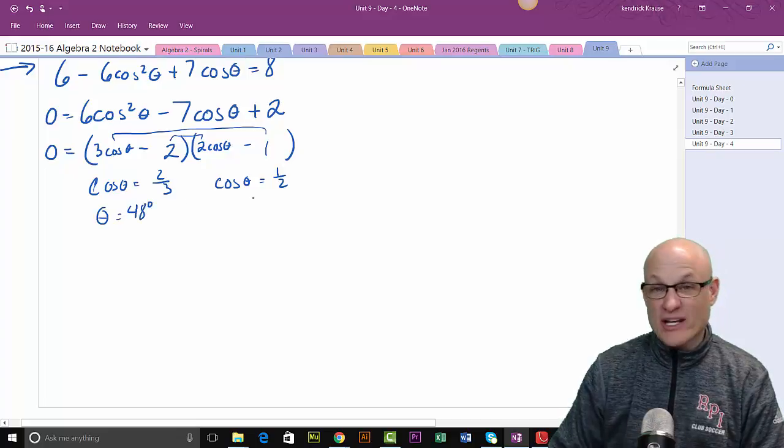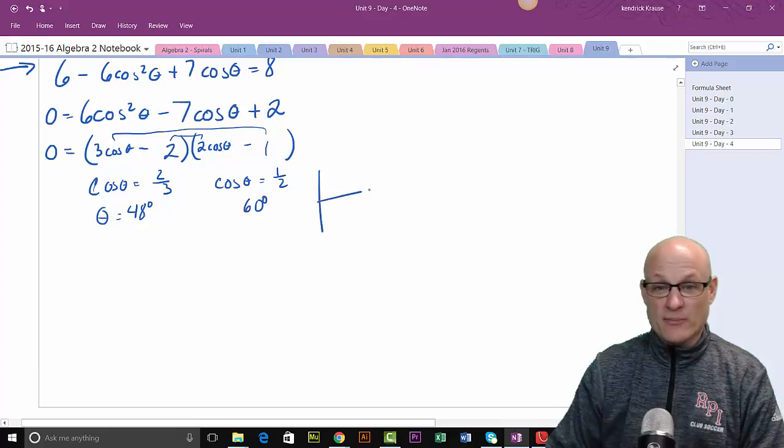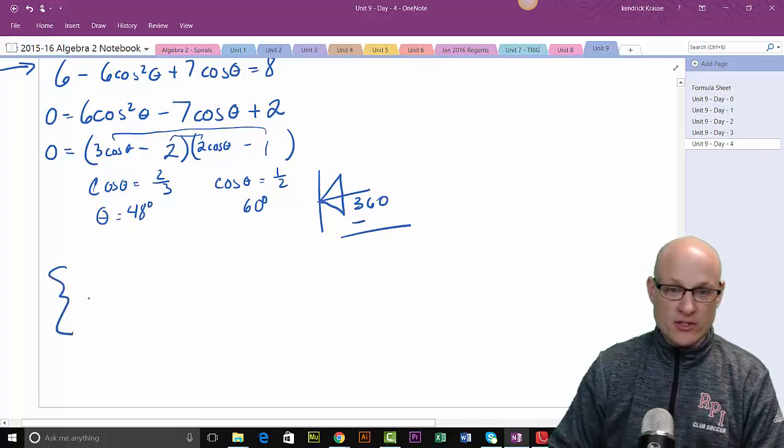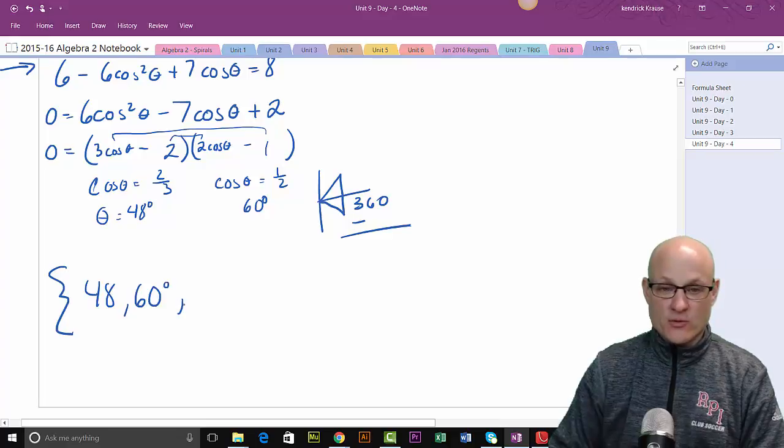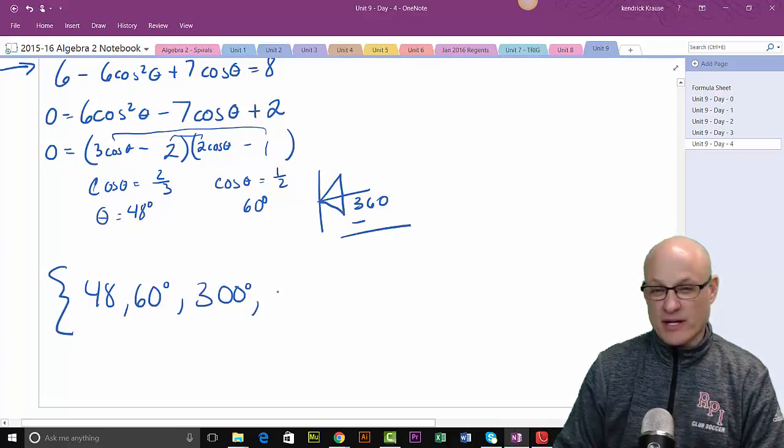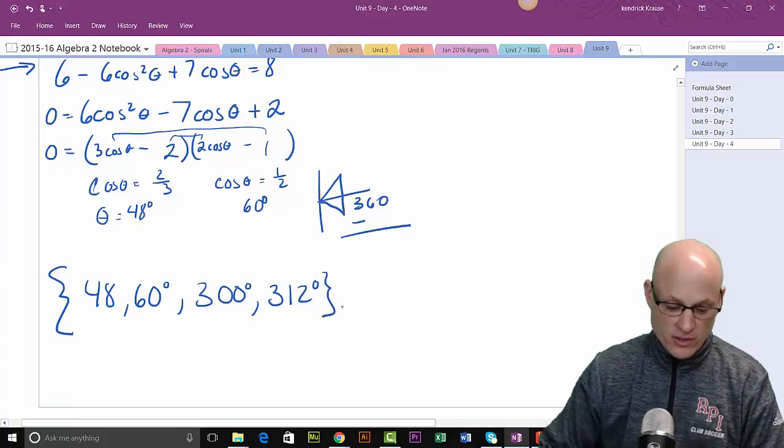And when does cosine equal 1/2? That's at 60 degrees. Now, when is cosine positive? That's in the first. So we're going to keep both those answers. And the fourth. In order to get in the fourth, we do 360 minus those angles. So here are my answers. 48 and 60. We'll subtract and we get 300 degrees, and 360 minus 48 is 312 degrees. There they go, kids.